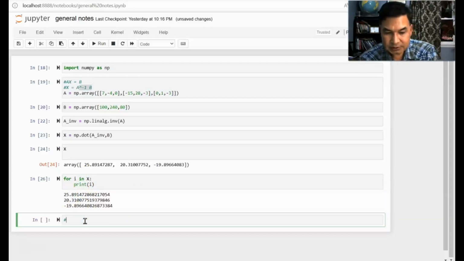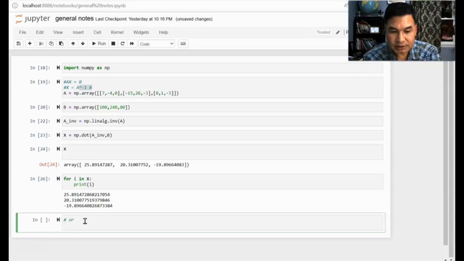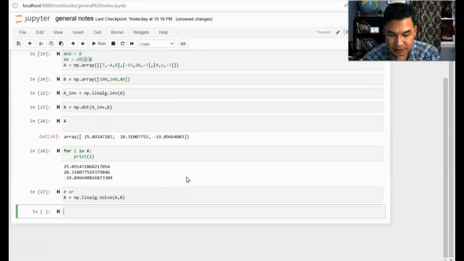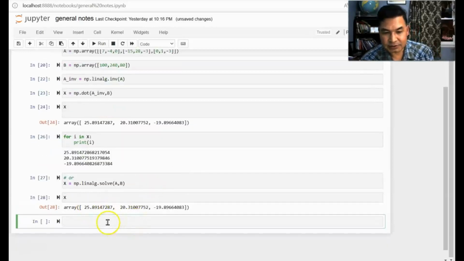I'm going to show you one more method. If you don't want to do the inverse matrix, you can directly solve this problem by doing this. Just using the A and B arrays, X is going to be numpy linear algebra, np.linalg, and within that, just use the solve method. Solve of A and B. And that's it, and that's going to give you the same answer.